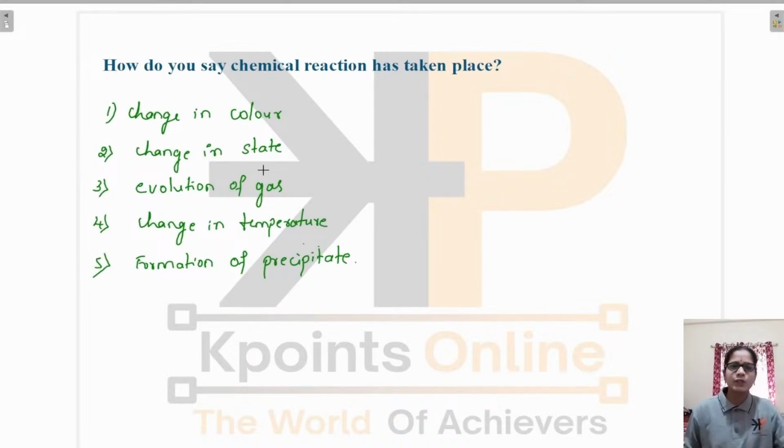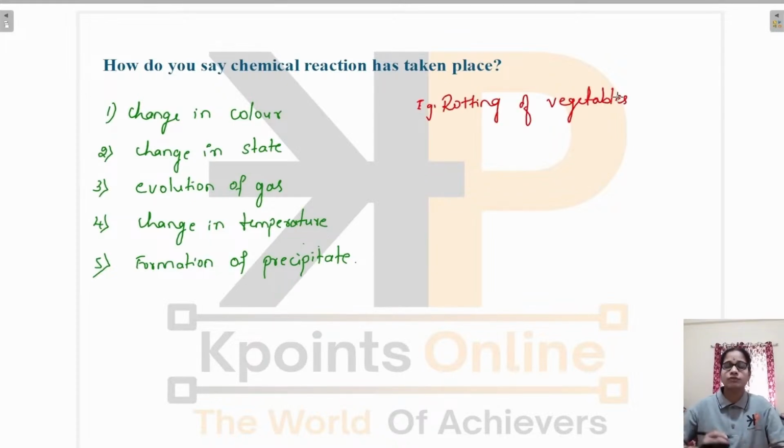Yes, of course. When do you see the change in color for a chemical reaction? In many cases, like rotting of vegetables or fruits. When vegetables or fruits are kept for a longer time, many days, what happens? They get rotten. Once they get rotten, there is a change in the chemical composition of the vegetable or fruit, and also there is a change in the color. You can observe it easily.